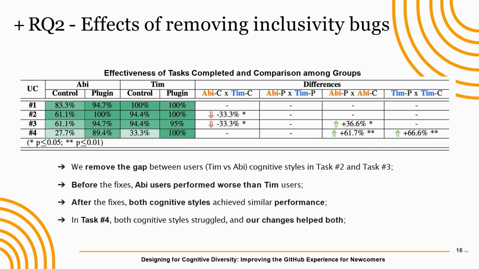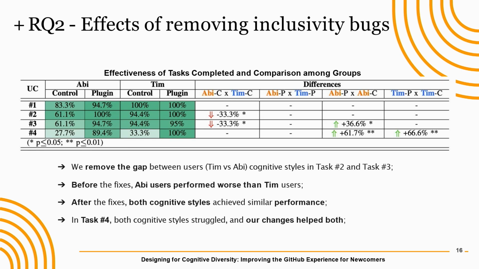Here we have some results where we could see that users with the Abby persona were struggling compared to users with the Tim persona in tasks 2 and 3. And after we proposed the fixes, we removed this gender gap between users with these 2 different personas and cognitive styles. Before the fixes, Abby users performed worse than Tim. And after the fix, both cognitive styles achieved similar performance.